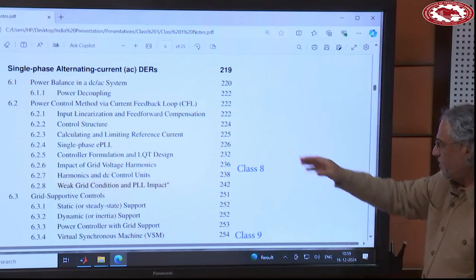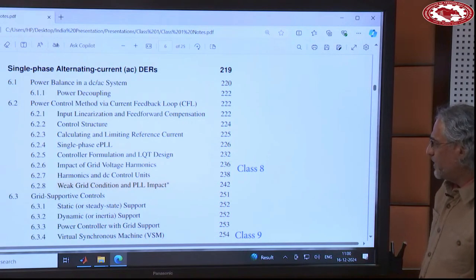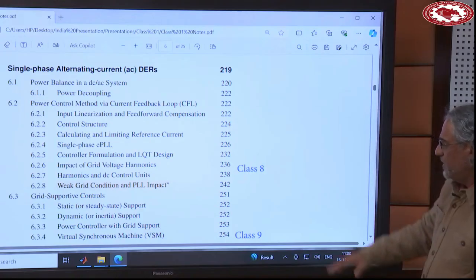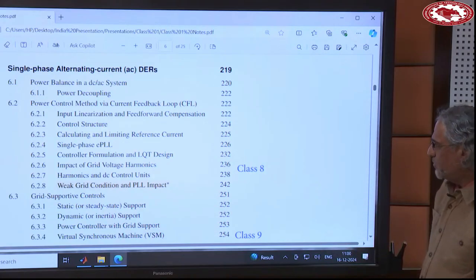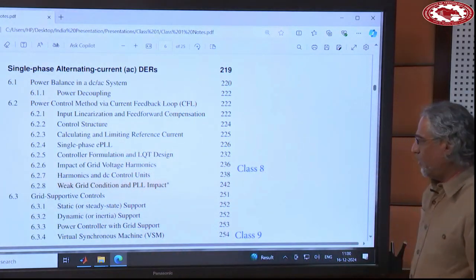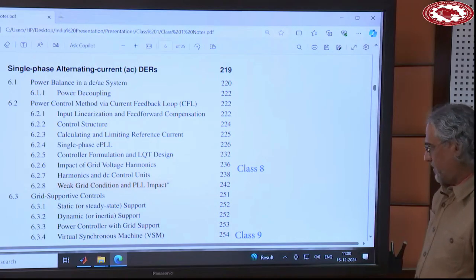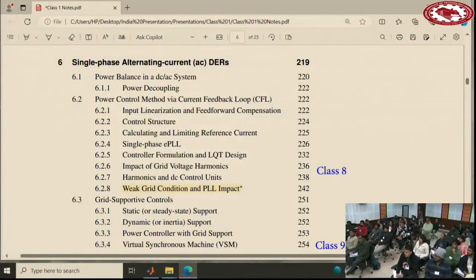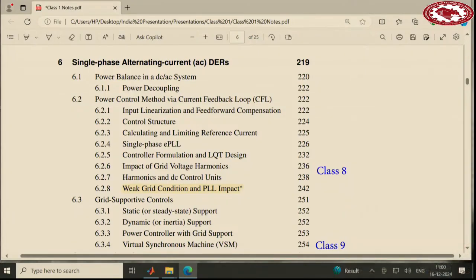One new thing that especially here we will go into a little bit more detail is the phase lock loop, because when we go to AC systems, we need to also have phase lock loops in grid connected. So there is a separate section here on phase lock loops, harmonics and issues related to harmonics and DC current control. So we go into that. Weak grid conditions is important, but at the same time I excluded it in the first course here. If we have time later, we can come back and try to discuss that.